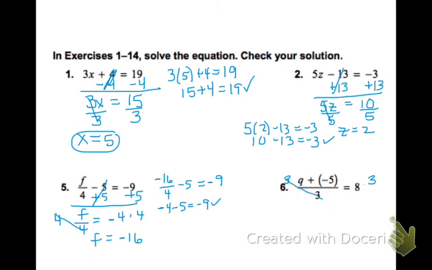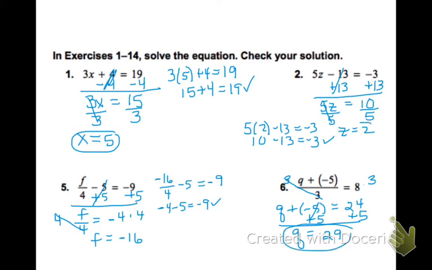That will cancel. So we'll get q plus this negative 5 is equal to 24. So we're using the additive inverse, and we need this negative 5 to be a 0, so we have to add 5 to both sides. Okay, so q would be equal to 29.